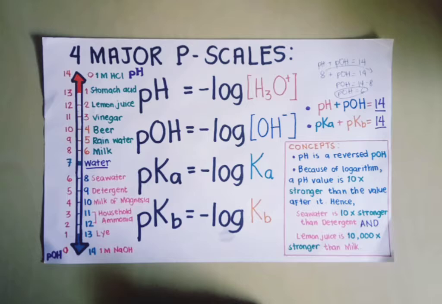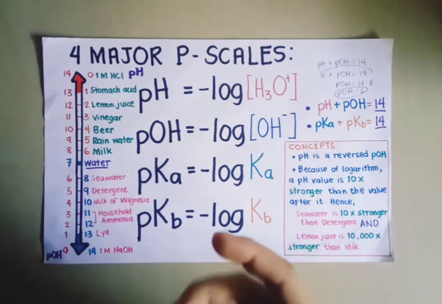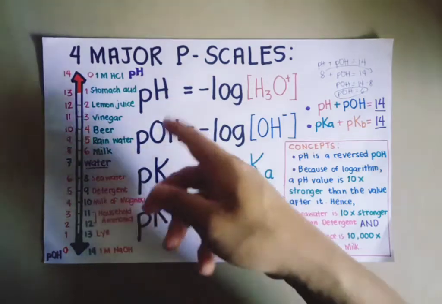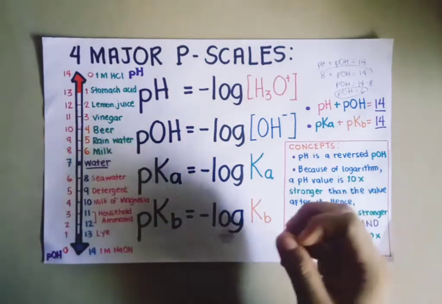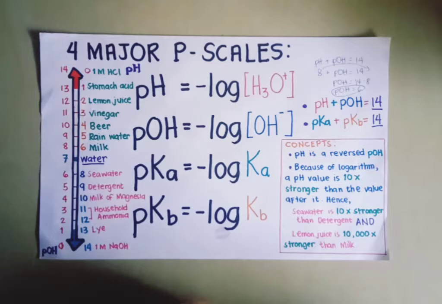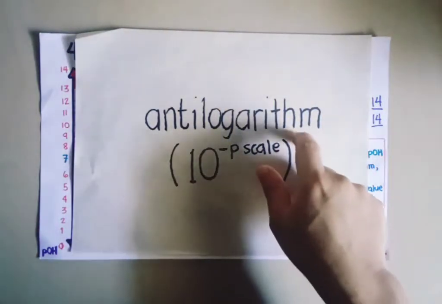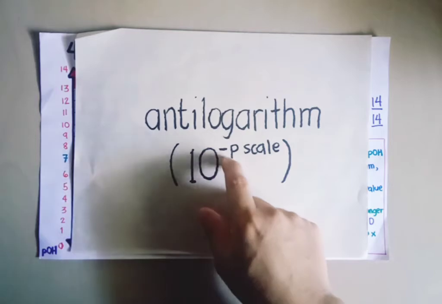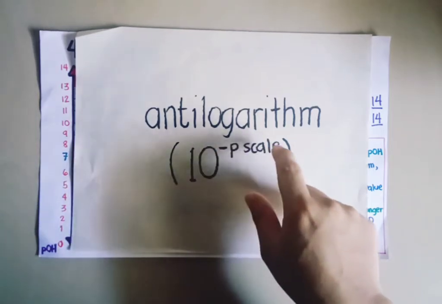For those instances, what we are going to do is just reverse what we did in our p-scale. If in our p-scale we just get the decimal cologarithm or the negative logarithm of the thing that we actually describe, what we are going to do here is just reverse the logarithm, and the reverse of logarithm is known as the anti-logarithm. So anti-logarithm is just equivalent to 10 raised to the negative p-scale. Take note, 10 raised to the negative p-scale.